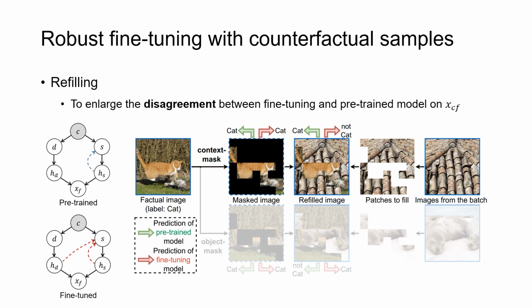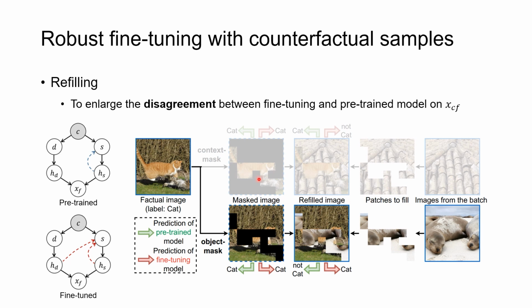In the other case, object mask alone can produce contradictions in theory, as the fine-tuning model could still predict the cat from the context, while the pre-trained model could not. In practice, however, due to the imperfect masking, the pre-trained model may still recognize the object from its unmasked parts. So in this case, we need refilling to further distort the original semantics to enlarge the disagreement.